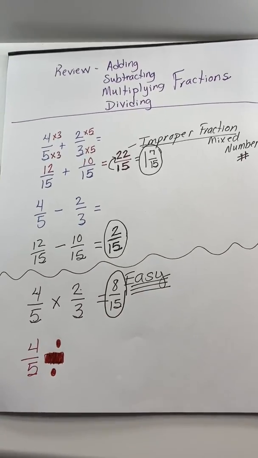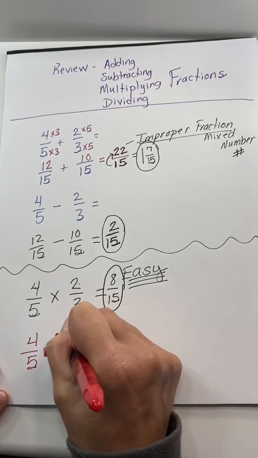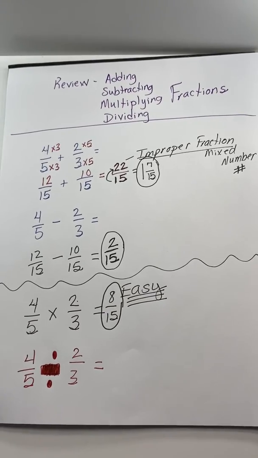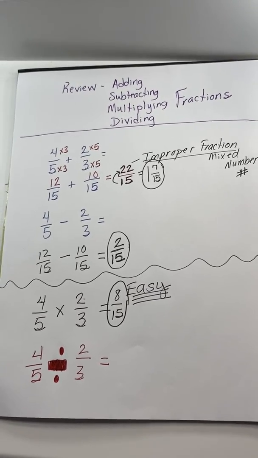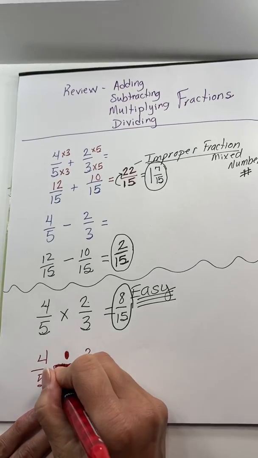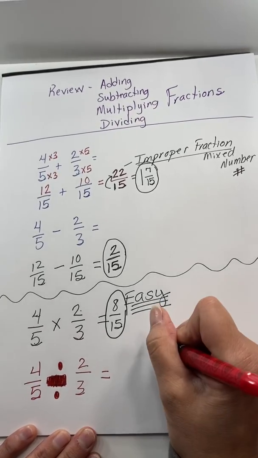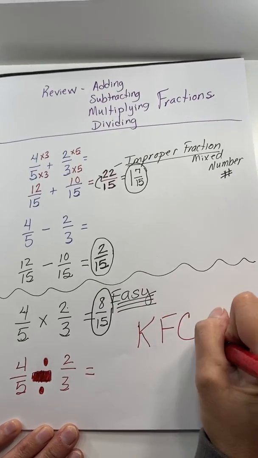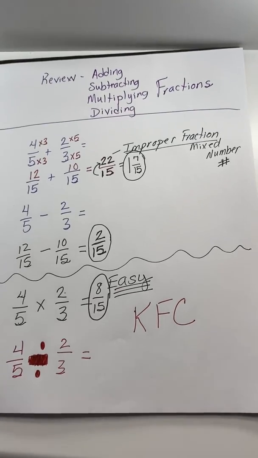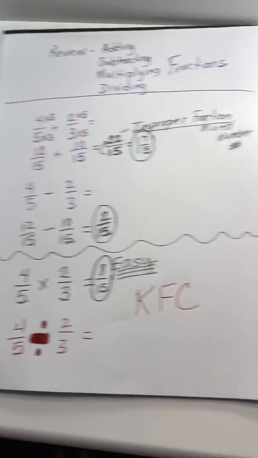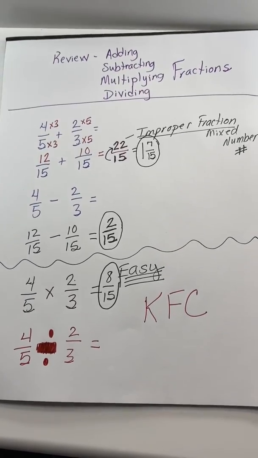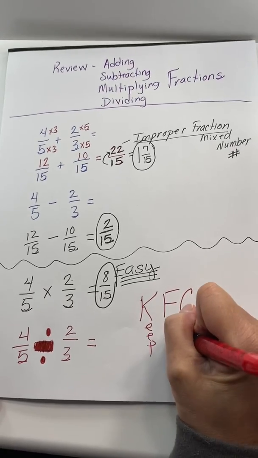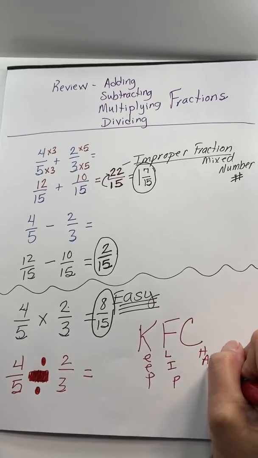All right. We have 4/5 divided by 2/3. All right, wait for it. Come on, all of you out there that have actually listened to my lessons in the past already know what I'm about to say. When you see that you are dividing fractions, you think of KFC. Do I actually mean Kentucky Fried Chicken? No. Sure made me hungry, though. What I mean by KFC is keep, flip, change.